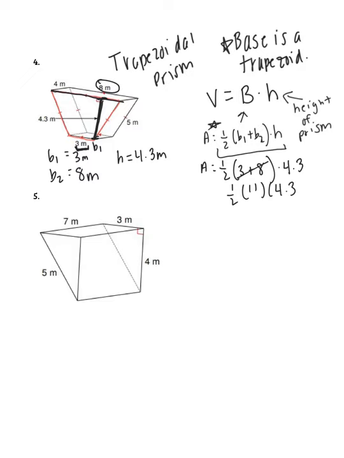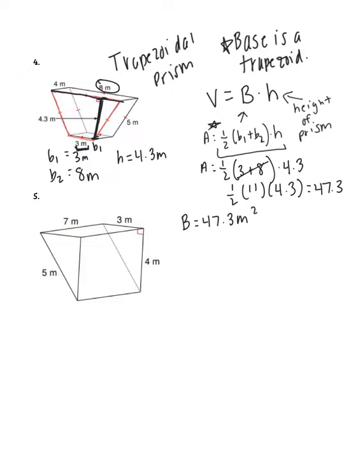And I'm getting 47.3. And again, because it's an area, that's in units squared. So the area of the base, or big B, is 47.3 meters squared. But I'm not done because I want the volume.